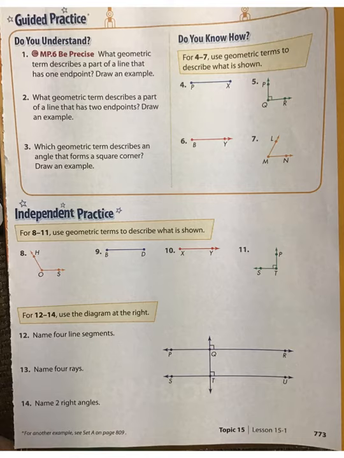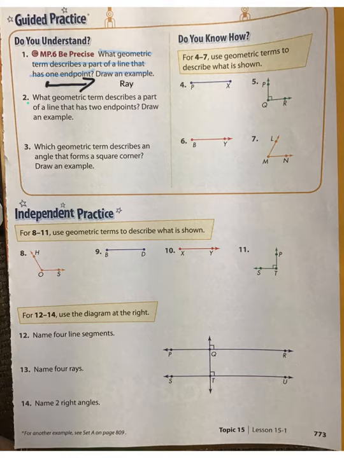Do you understand? Let's do the guided practice together. What geometric term describes a part of a line that has one endpoint? Draw an example. I drew an example for you, and this is called a ray.